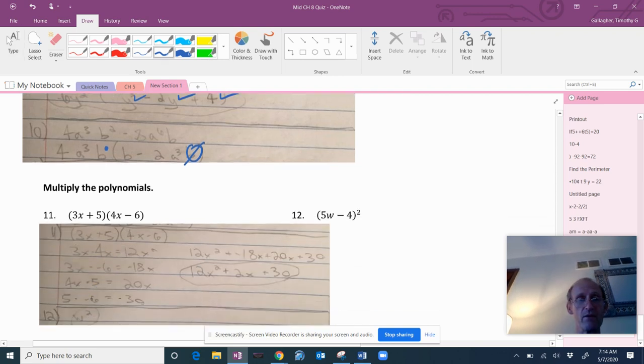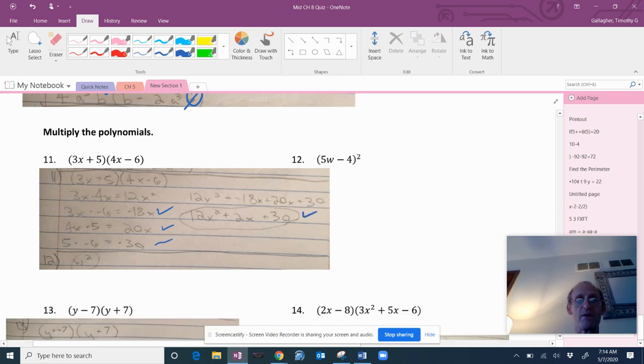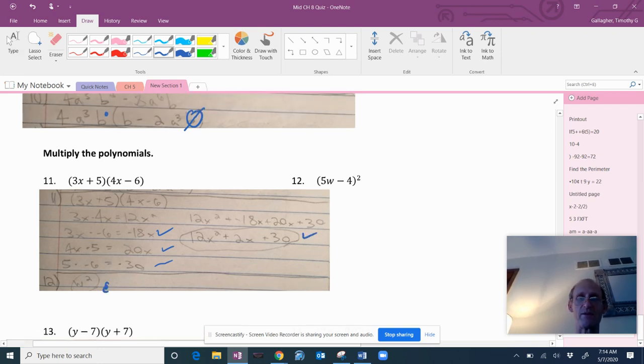Now here you get 12x, negative 3, minus 18x. Good. I like the way you did that, so you're good to go there. And 12, I'm not sure what happened there, but you've got to do 5w minus 4 times 5w minus 4. So you got to look into that.